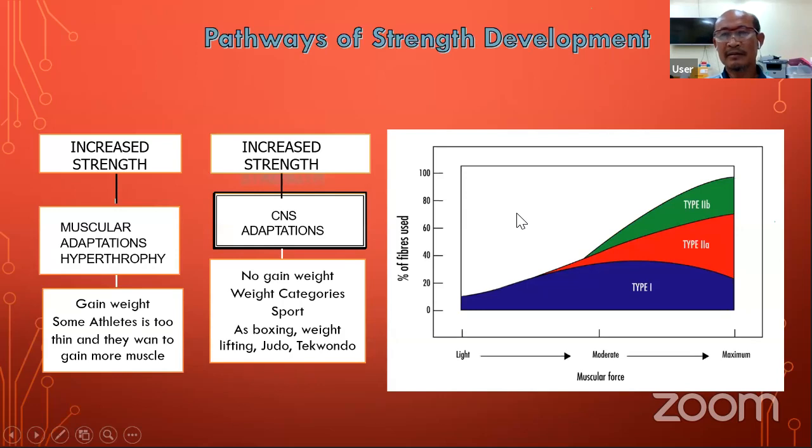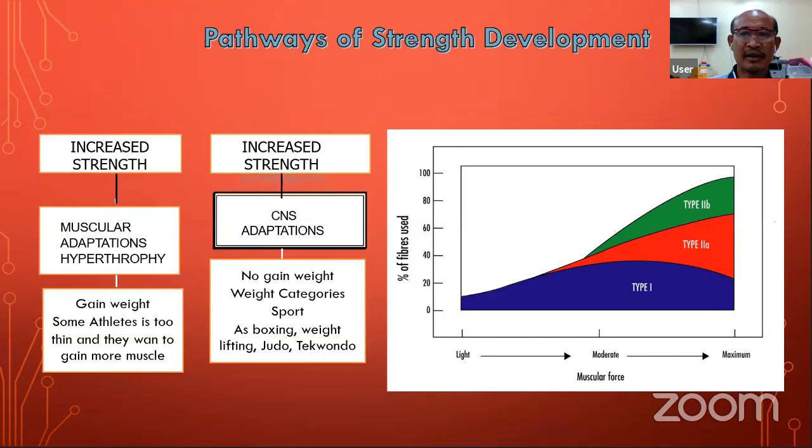Now we talk about the pathway of the strength development. First one, if you want to do the maximal strength, you have to do two ways. First one, you increase adaptation of the muscle.